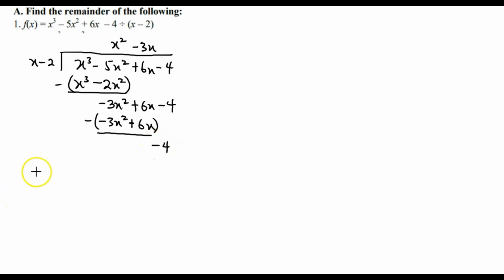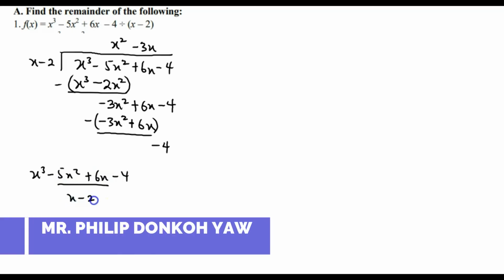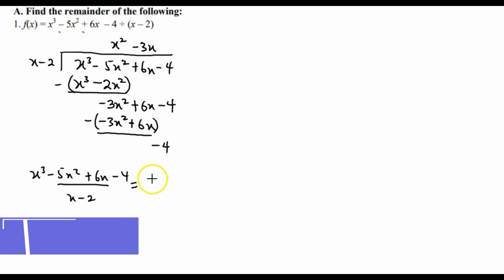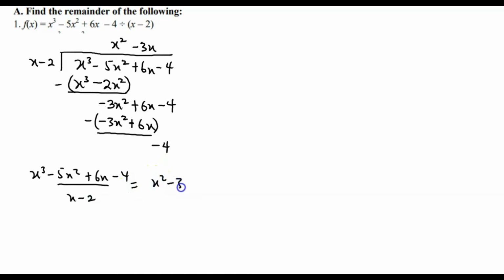Which means that the polynomial function x cubed minus 5x squared plus 6x minus 4, when it is divided by x minus 2, has a quotient of x squared minus 3x, and a remainder of negative 4 divided by the divisor, which is x minus 2. But the question was interested in the remainder, so we have the remainder as negative 4.